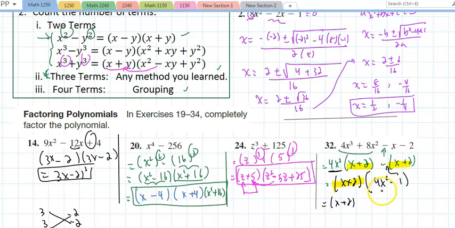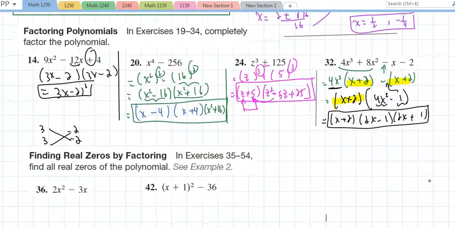This is a perfect square. What do you square to get 4x squared? 2x. What do you square to get a 1? A 1, you write it twice. That's matching this. 1 time negative, 1 time positive. So this is a quick refresher on factoring.